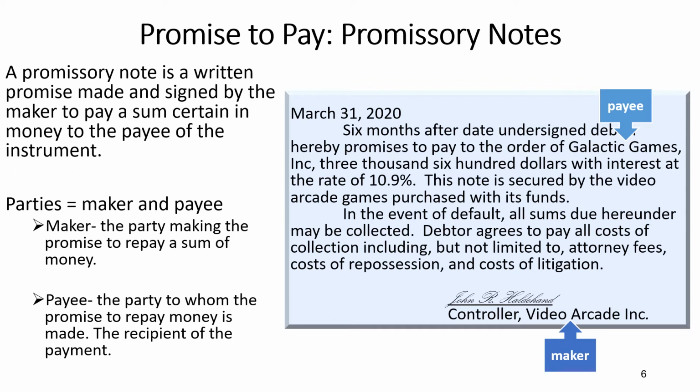Now, later in this discussion, we're going to talk about the requirements of negotiability. If this promissory note does not contain all 7 requirements of negotiability, then this is just a regular contract. If it contains all the requirements to make it negotiable, then it is a promissory note that is negotiable. We'll talk about it.